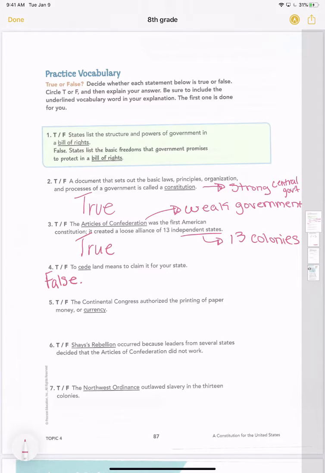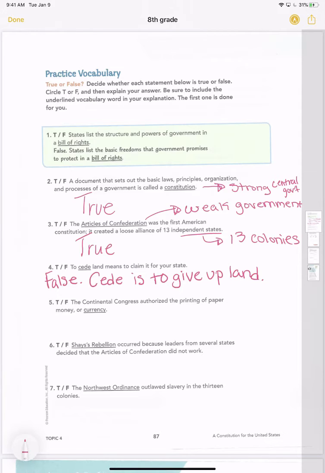Really, cede means to give up land. As we get much later into the school year, in a couple months, you will learn this word cede, or secede from the Union, when the southern states seceded from the Union right before the Civil War, which actually caused the Civil War.